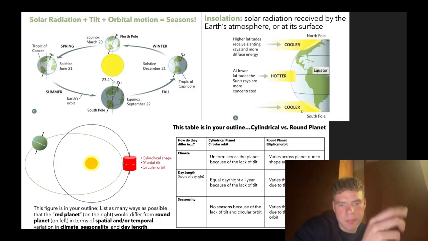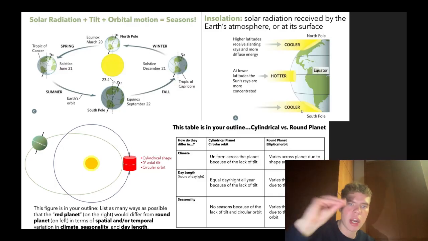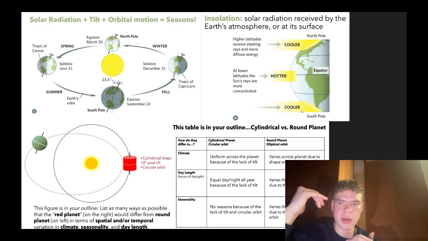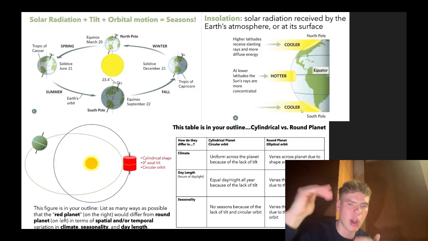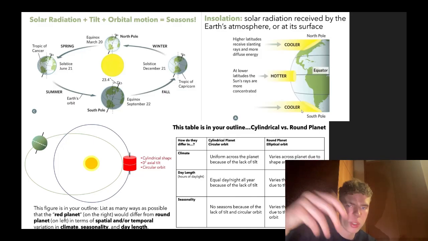Also, if you look at the top right, what I basically just mentioned to you earlier with Hadley cells is the equator gets a lot of direct sunlight, whereas the closer and closer you get to the poles, the less direct sunlight. That's why it's so cold in Antarctica and at the North Pole and in Greenland, basically all year long, because it gets no direct sunlight whatsoever or very little.